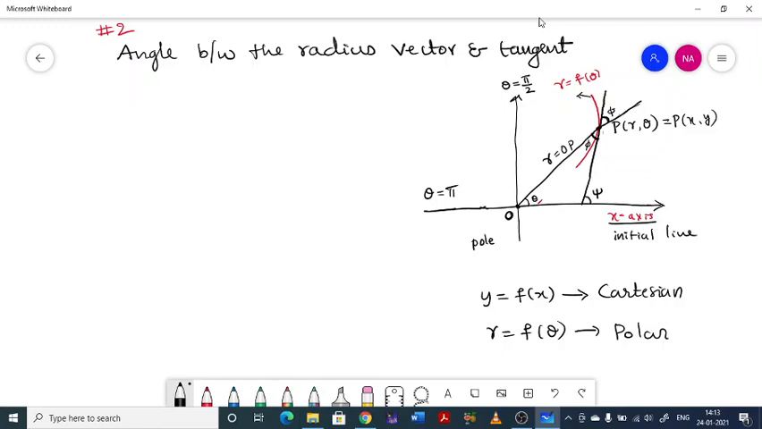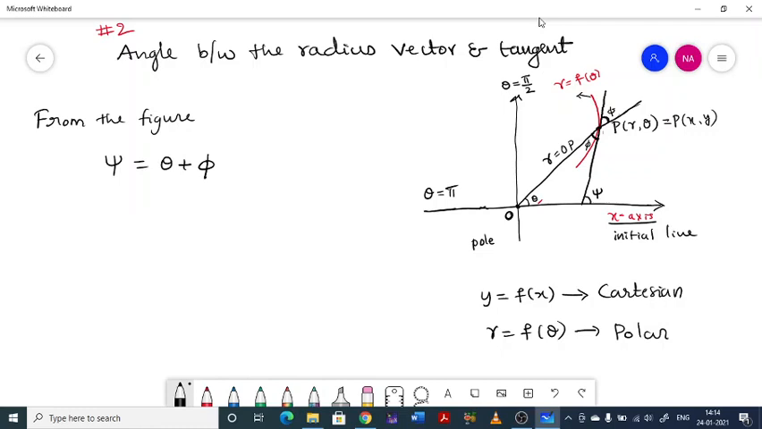If you look at this figure, theta and phi are interior angles, and psi is the exterior angle. From the figure, using geometry, we have exterior angle equal to the sum of interior angles. That is, psi equal to theta plus phi.